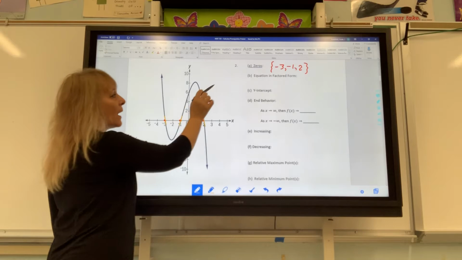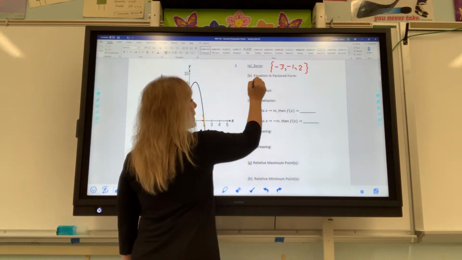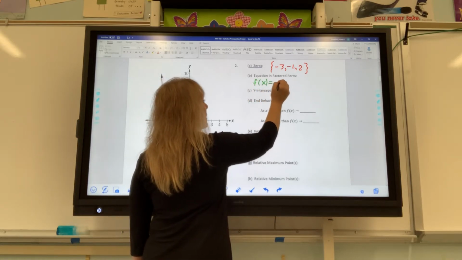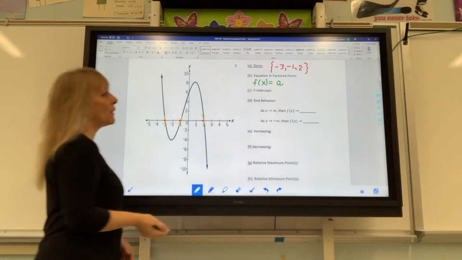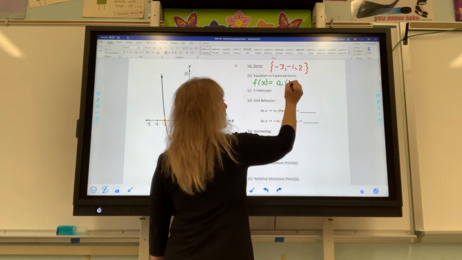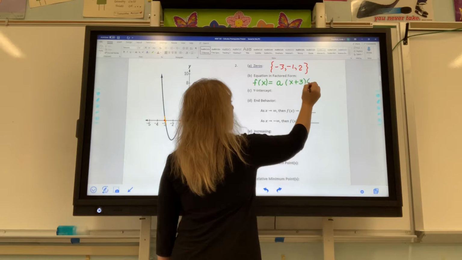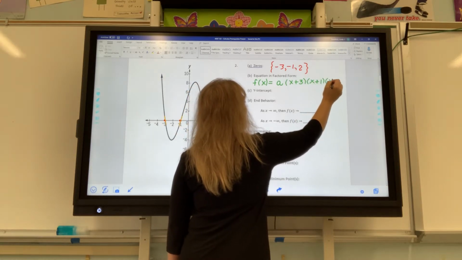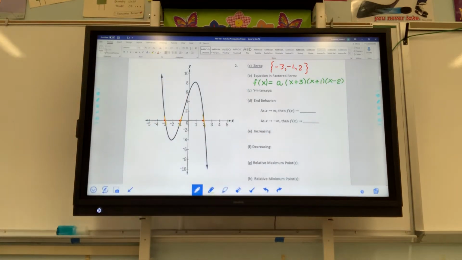So when you're asked to write the equation in factored form, you're going to start off with f of x is equal to, you need a constant of a in the front always, and then you go to the zeros. If my first zero is -3, the factor is x plus 3. My second zero is -1, my factor is x plus 1. And my third one is 2, so my factor is x minus 2. And this is how I want you to write down the equation in factored form.